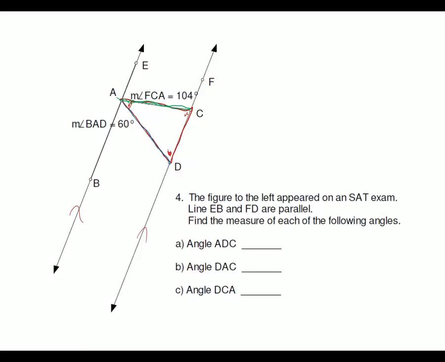So this is a figure within a figure. We have to be really flexible in our thinking and see this as a triangle and also 2 different transversals. And depending on what information we need, we're going to switch back and forth between those 2 views of it. So angle ADC here, that's this one here.